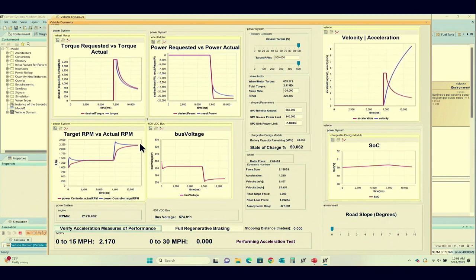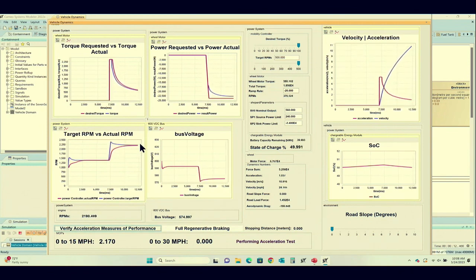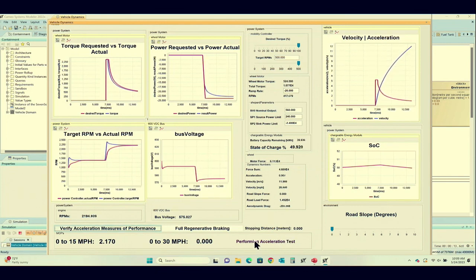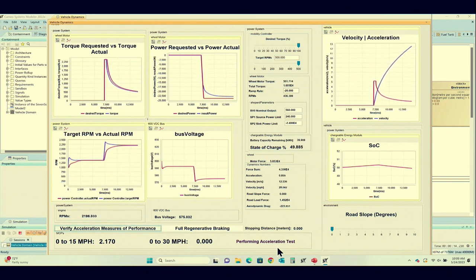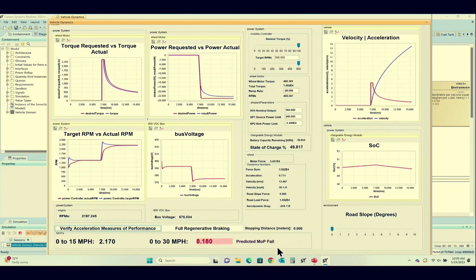One of the main aspects of this, the real goal, was to see how fast we could accelerate to a specific velocity using this power system, and then also verify whether or not that would meet our measure of performance, which was to accelerate to that specific velocity within a certain amount of time. Down here, it says performing acceleration test, and as soon as the vehicle velocity hits 30 miles per hour, it will calculate whether or not it meets that measure of performance. You'll see that in just a moment when we get up to about 13 meters per second.